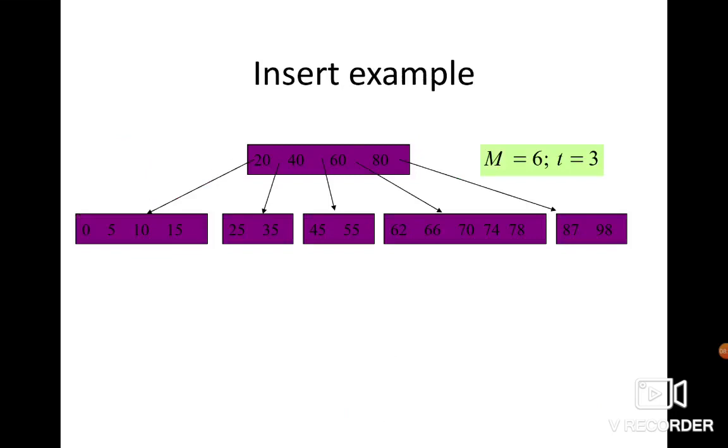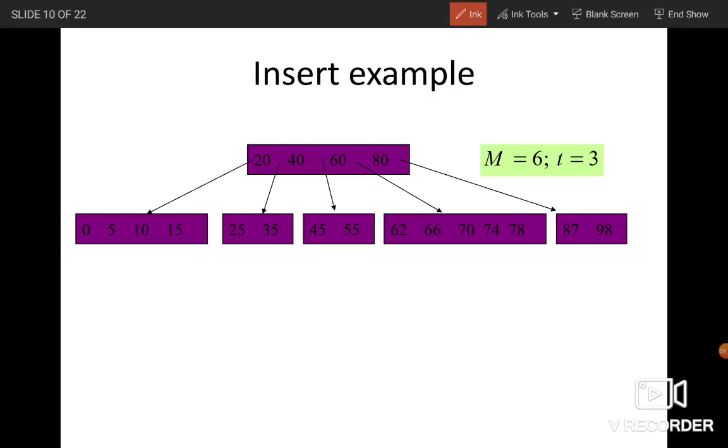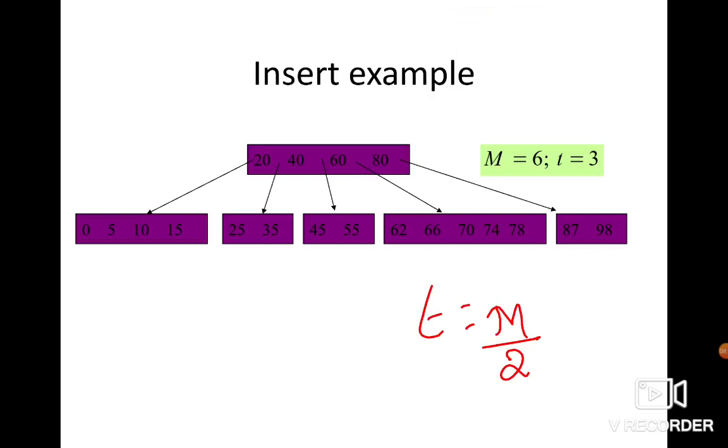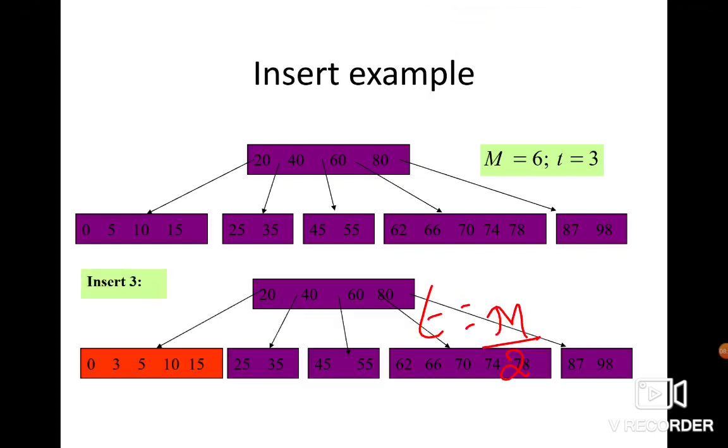So see, m is equal to 6. Okay, the B tree of order 6. So what is t then? t is m by 2. Okay. So now we are going to see an insertion example. We are going to insert the value 3.